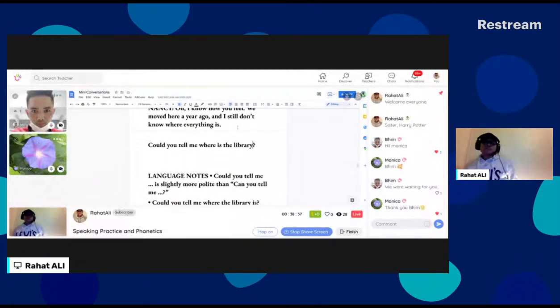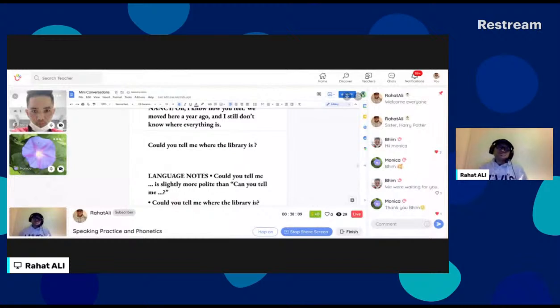Yes, that's why I was looking for it. You see, this is an incorrect sentence. And Beam, you are telling "is" every time at the before. Could you tell me is already a question pattern. And the verb should be coming at the end. So, could you tell me where the library is? Okay.